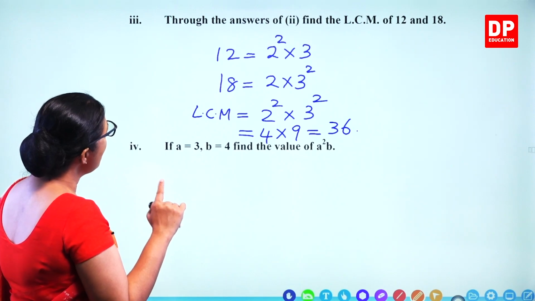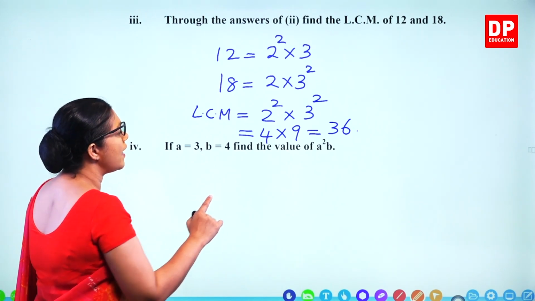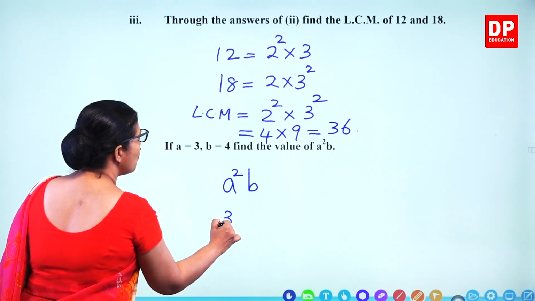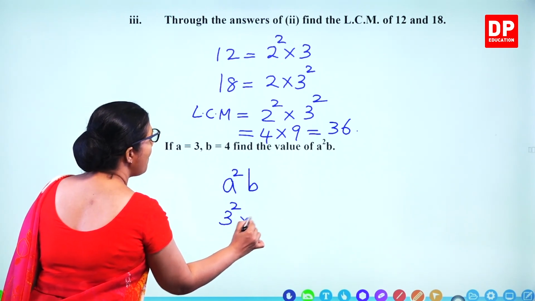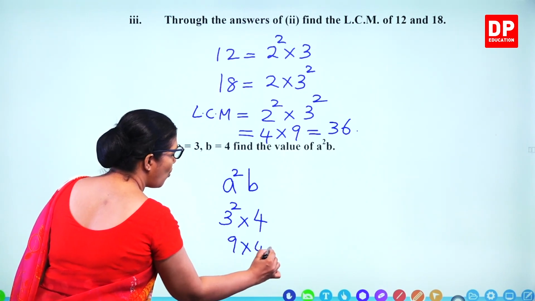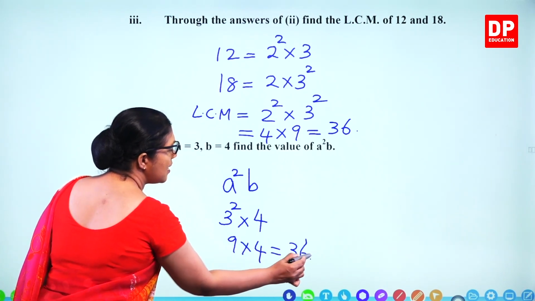If a equals 3, b equals 4, find the value of a squared b. That's substitution. Substitute a equals 3, b equals 4. 3 squared is 9. 9 times 4, 36 is the answer.